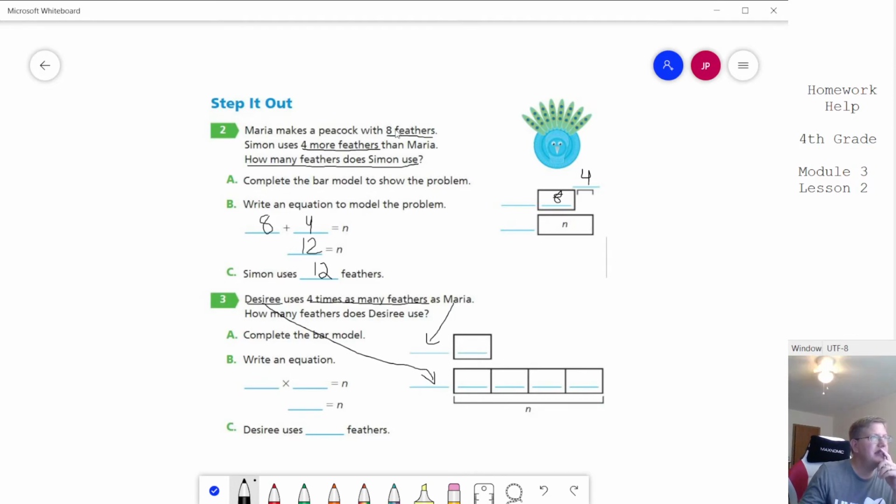And so if we take our first problem, it says that Maria uses 8 feathers, so I would write an 8 in this box. And then that means to get 4 times that amount, we would add that in here 4 times, and then we can go ahead and add the numbers together, or we could work the multiplication problem either way. So we can do 4 times 8 equals n, and so our final answer for that should be 32.